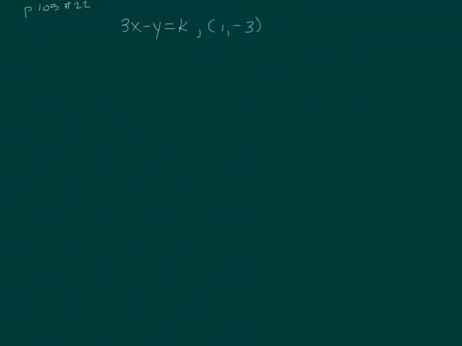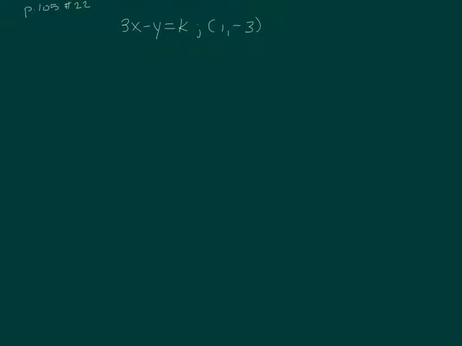Now I'm going to flip into the practice problems. I'm looking at page 105. In this top section here, it says find the value of k so that the ordered pair satisfies the equation. So they give us an equation here, 3x minus y equals k, and then they give us an ordered pair. And they want us to find the value of k so that this ordered pair makes the equation true.